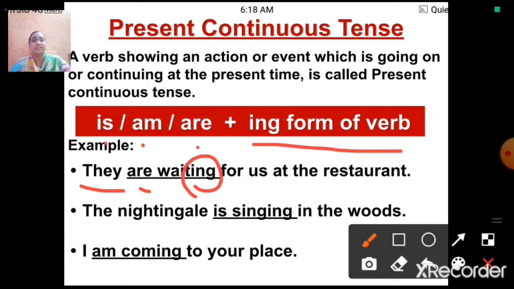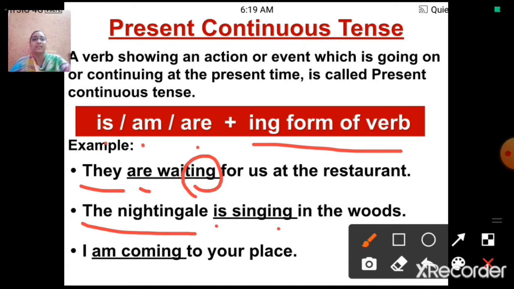Now here the subject is nightingale and nightingale is singular here, right? So with the singular subject we are going to use is, plus ing form of verb. So our sentence is the nightingale is singing in the woods. Now students, you all can see we are following the formula.